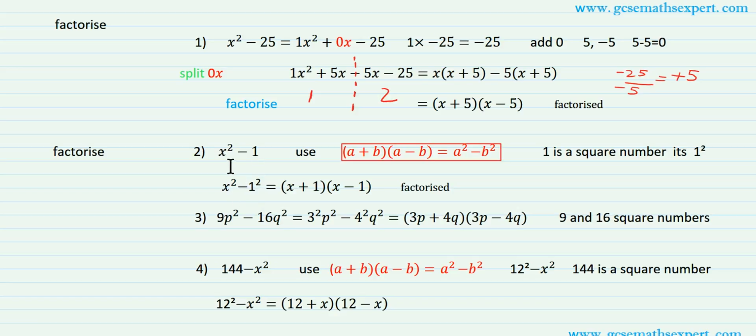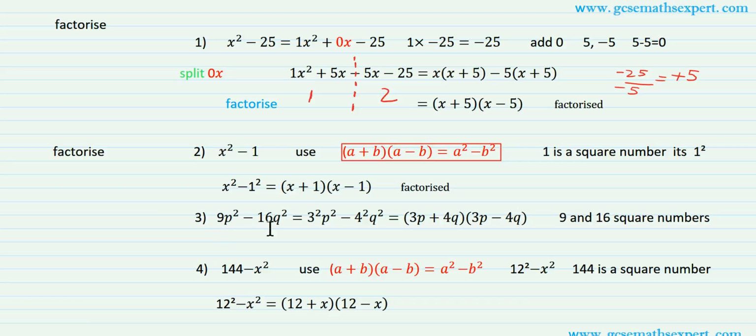So we write this as x squared minus 1. We'll write it as x squared minus 1 squared. If we write it here, we can see we've got this special pattern, something squared minus something else squared. If we have that, we use this law, so that will be x plus 1 times x minus 1. So it's factorized. Question 3.